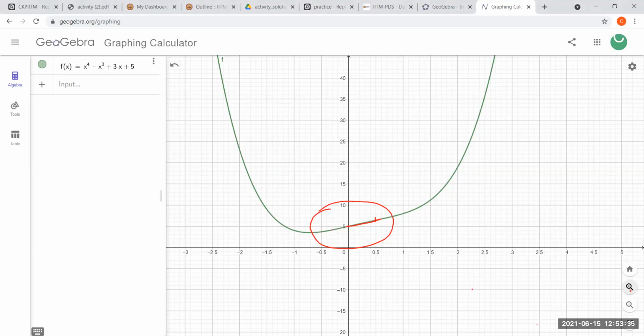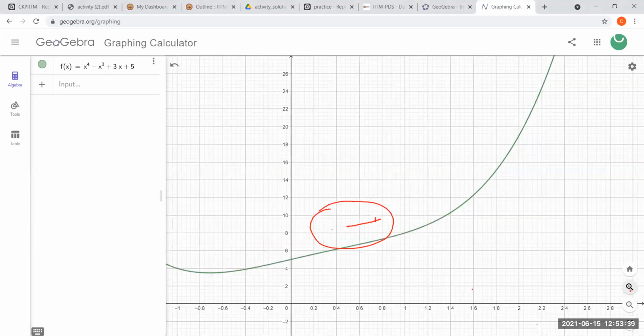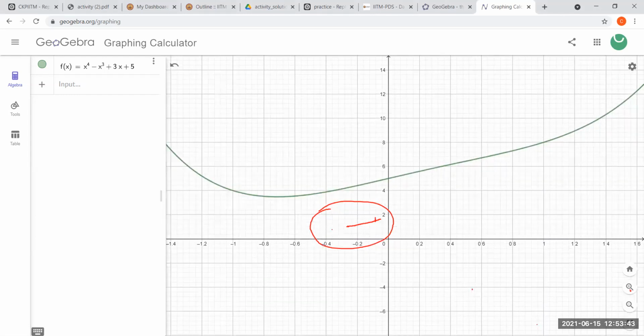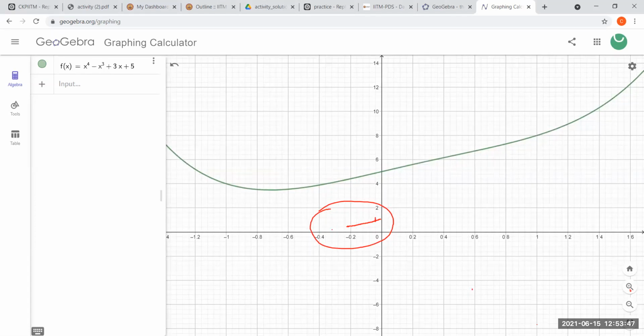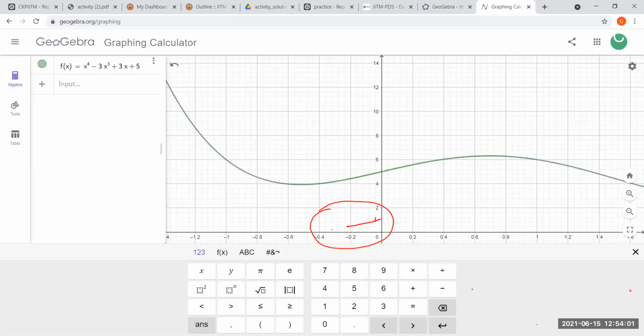So let me zoom it further. If I keep on zooming, then probably you can see the point of inflection appearing there. It's a very minor inflection, so it's very difficult to see exactly. But maybe I can change some value. Let me try 3. Yeah, that's too much. Now you can see much more.